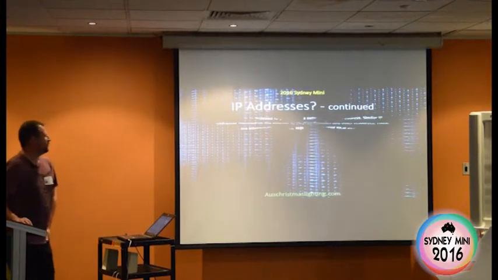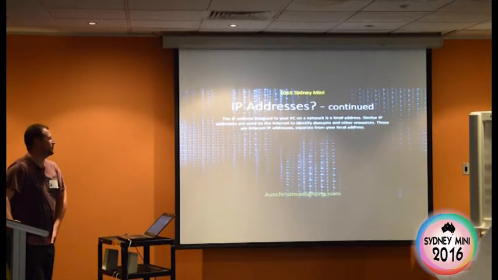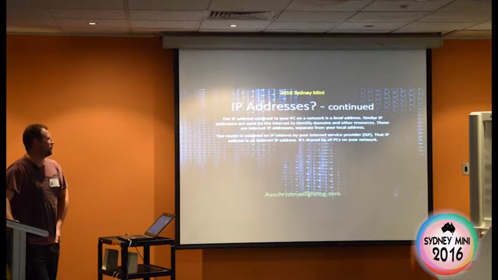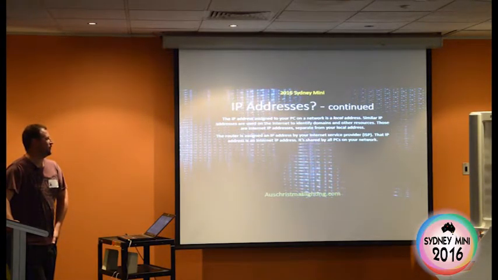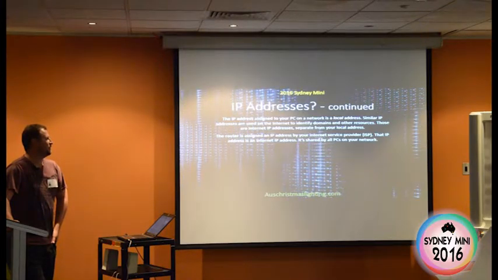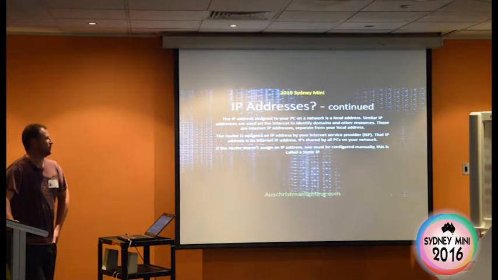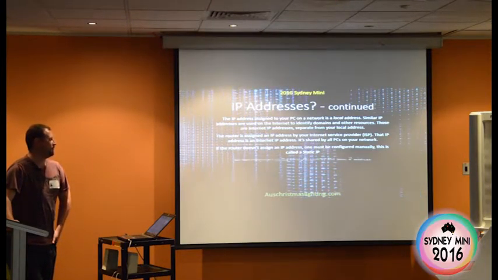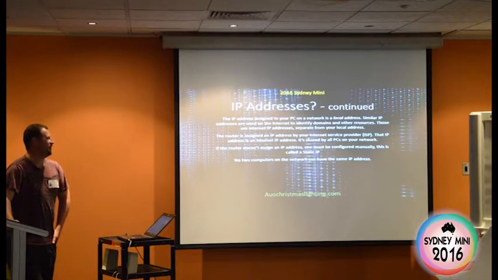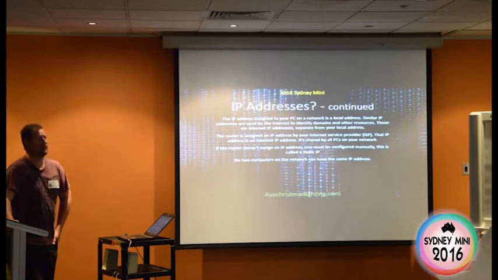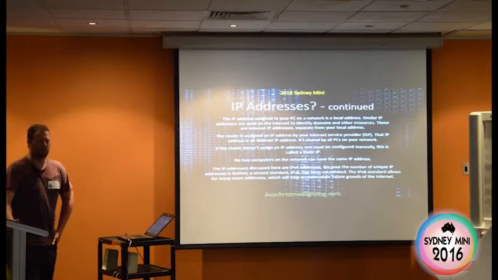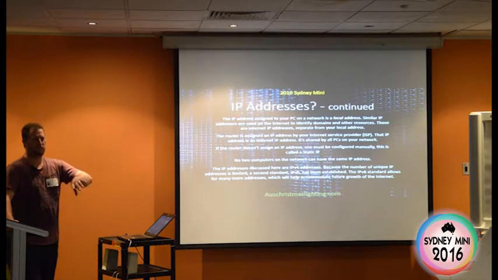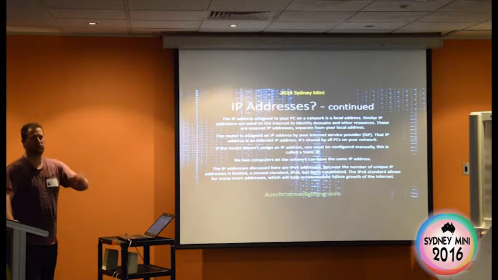So basically, the IP address assigned to your PC on a network is a local address. Similar IP addresses are used on the internet to identify domains and other resources. Those are internet IP addresses, separate from your local address. The router is assigned an IP address by your internet service provider, and that is an internet IP address. It's shared by all PCs on your network. So if you've got 10 computers in your house, the outside world sees it as one IP address. But inside you'll actually have 10, one for each computer.